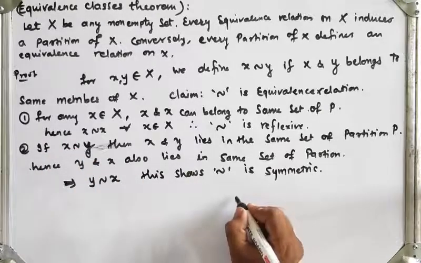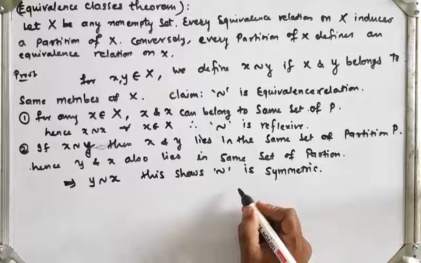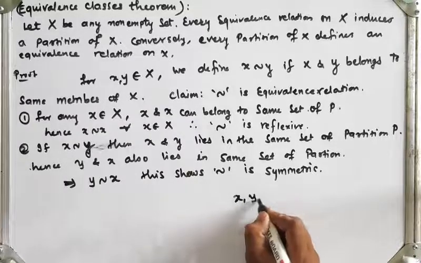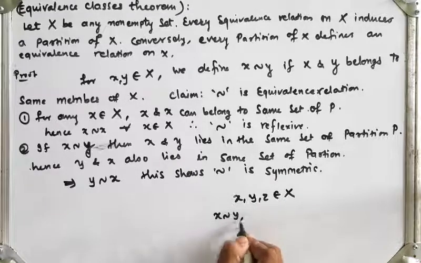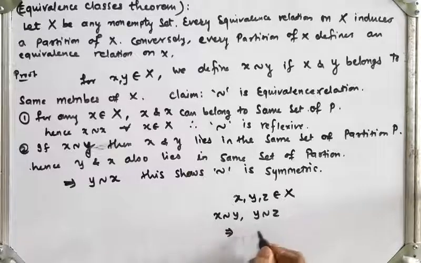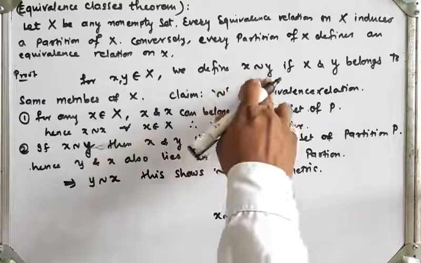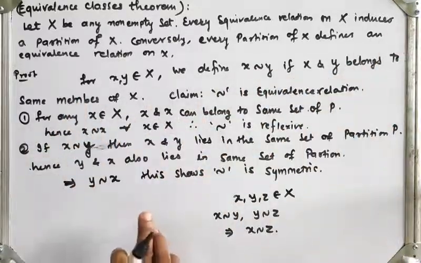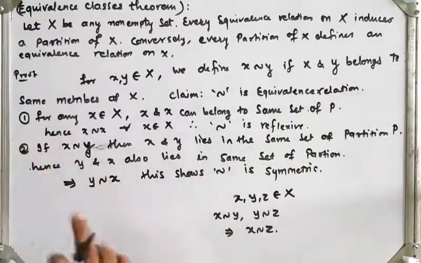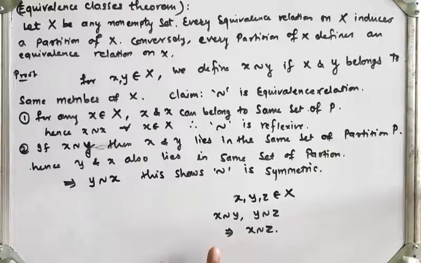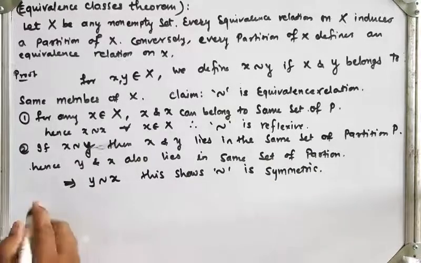Now the last case, we have to show that tilde is a transitive relation. I have given two conditions. In a transitive relation we have three elements x, y, z belonging to set X, with two conditions, x tilde y and y tilde z, and we have to show that x tilde z. x tilde y means x and y belong to the same member of P, and y tilde z means y and z also belong to the same member of P. Finally we show that x and z also belong to the same member of P. So the third condition is the transitive relation.